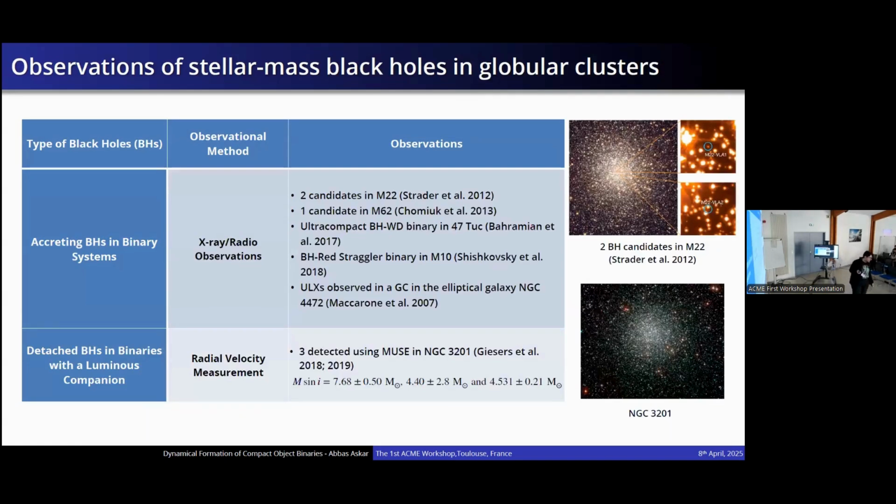There are some observations of stellar mass black holes in dense star clusters like globular clusters. For many years, we knew of accreting black holes in binary systems through X-ray and radio observations. But more recently, there have been some detections through black hole radial velocity measurements, mainly through MUSE, in which you can see a star going around an invisible companion, and then you can infer the minimum mass, and the minimum mass of the invisible companions is consistent with stellar mass black holes. So this one cluster, NGC 3201, has at least 3 stellar mass black holes in it, and there could be many more single black holes in there as well.